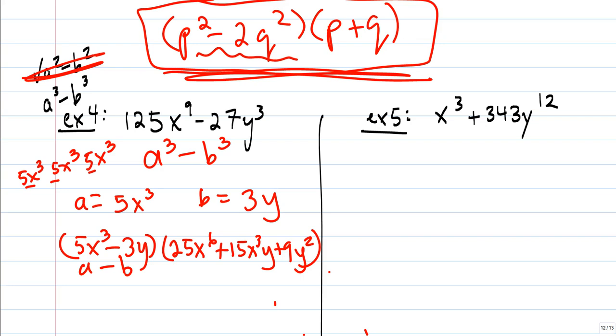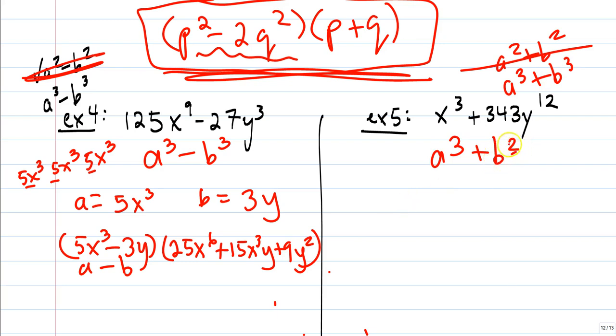Next one. Well, it's plus, so is it a squared plus b squared? If it is, that's easy. It's not factorable, but unfortunately, this is not something squared. So it's another type of binomial, a cubed plus b cubed. A is x cubed, so a is just x. B, we had this number earlier. What cubed makes 343? How about 7?